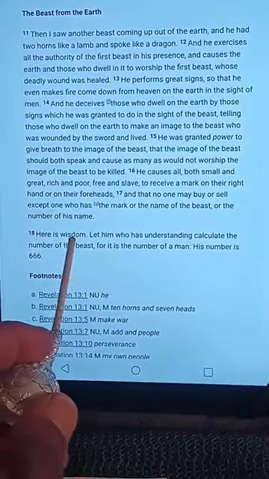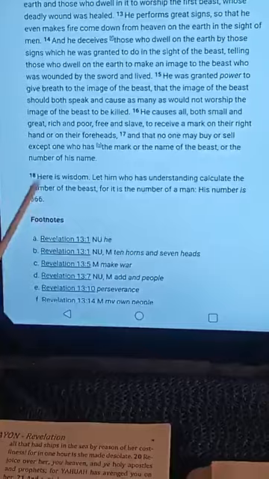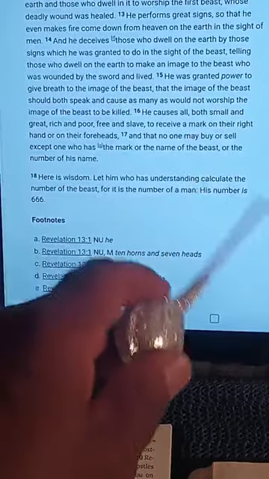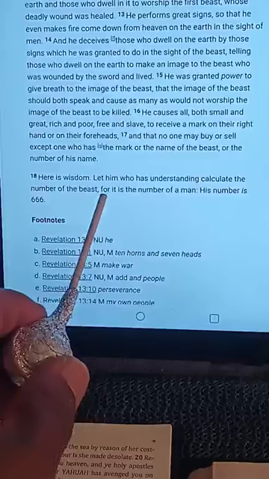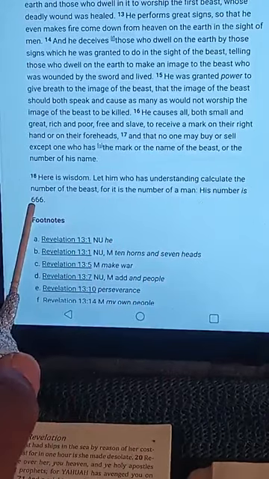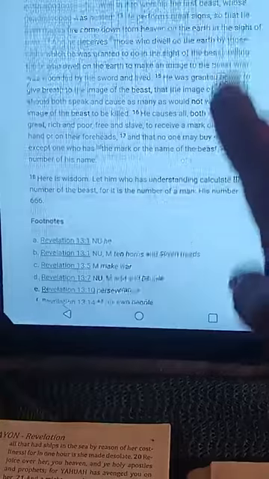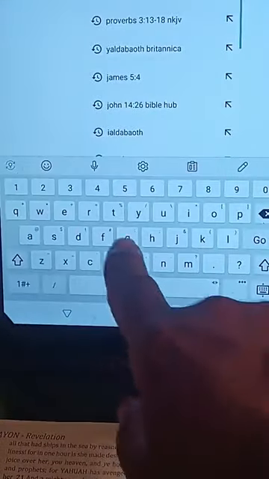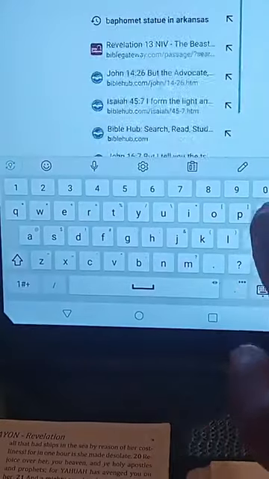But here is wisdom. Let him who understands, who has understanding, calculate the number of the beast. It is the number of a man. His number is 666. Everybody thinks that's Satan, but they're not smart. And they don't know how to do gematria. I know how to do gematria.